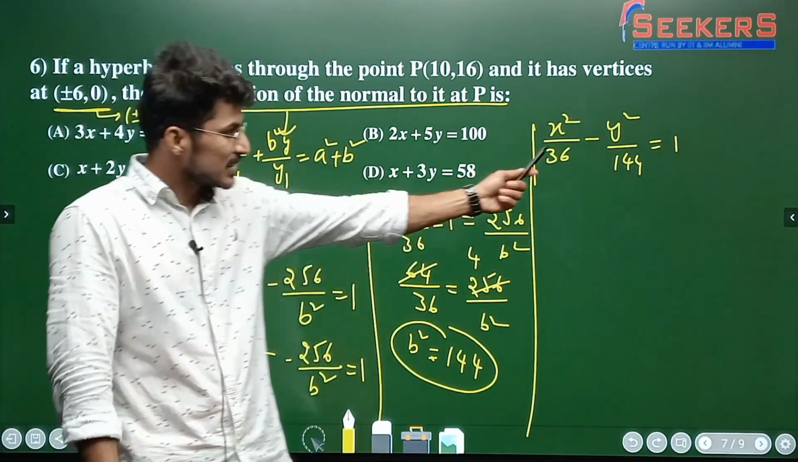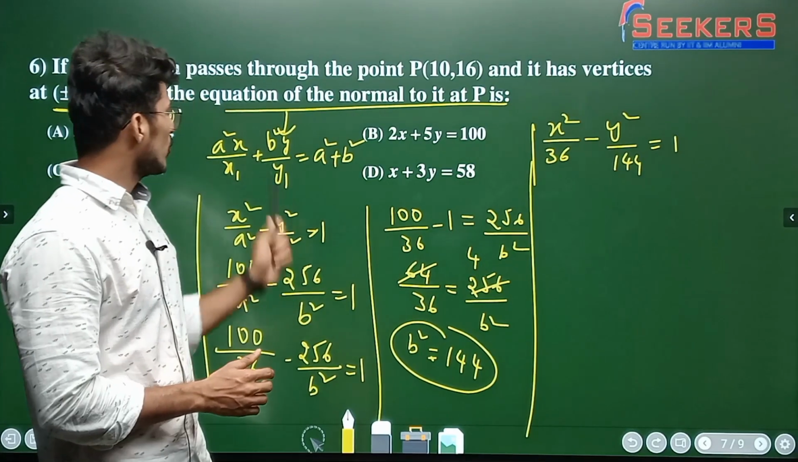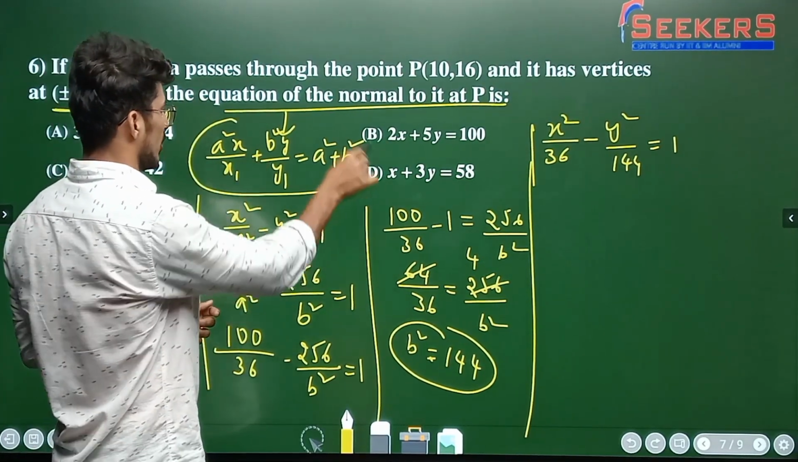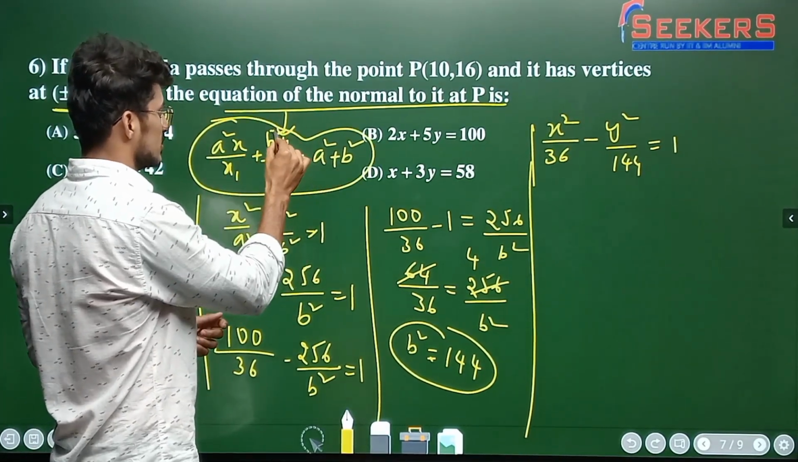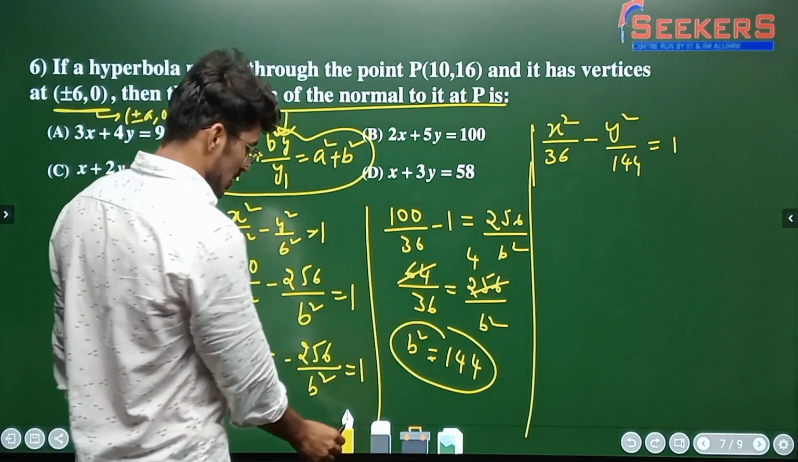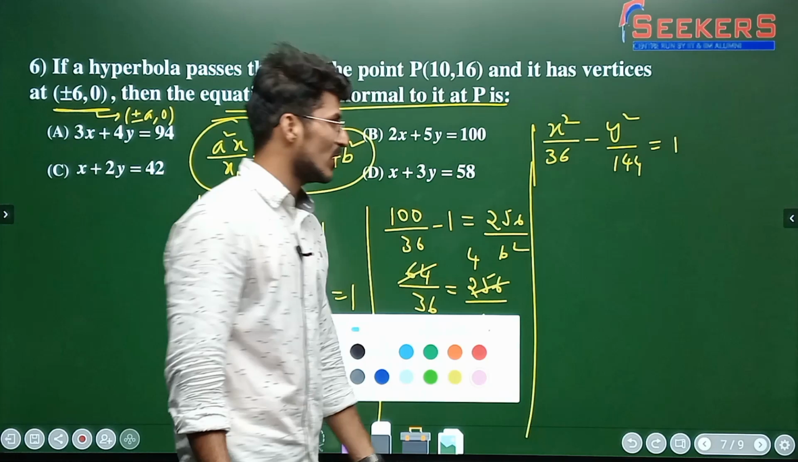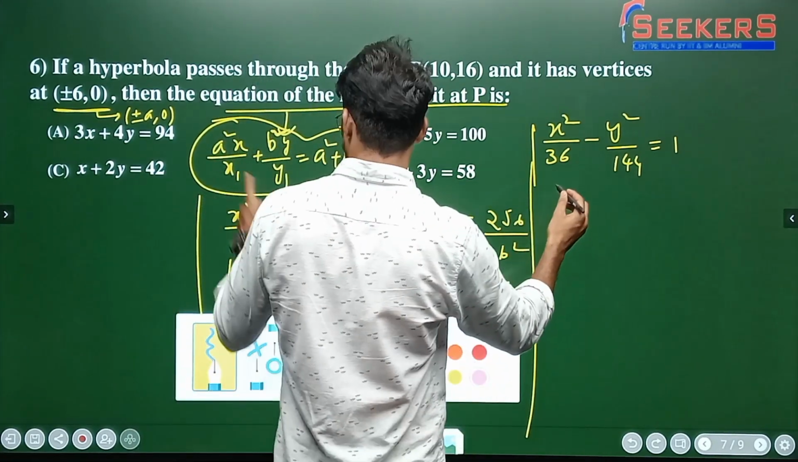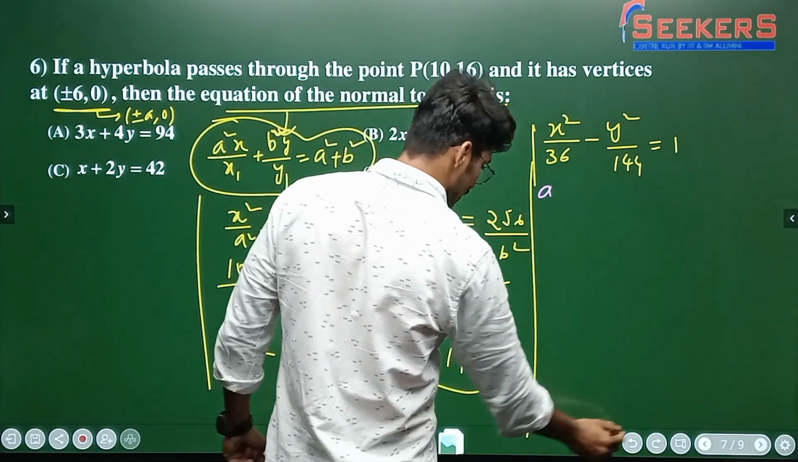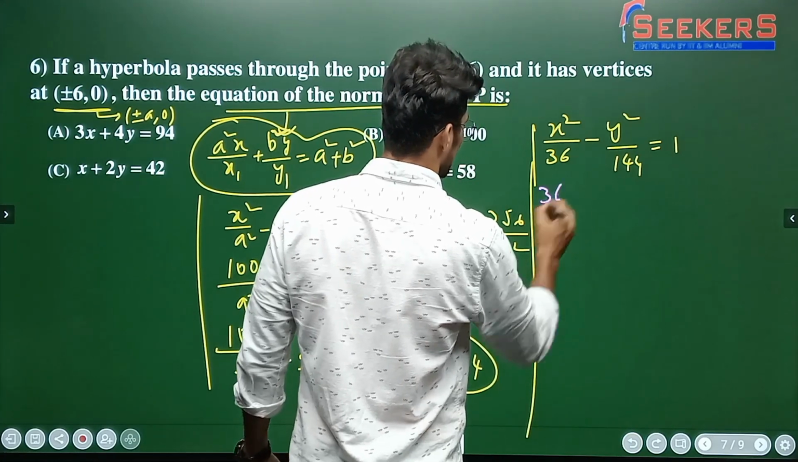So now by using this hyperbola equation, what am I going to do? I'm going to write the equation of the normal in point form. This is the formula, right? This is the normal formula. So now basically what we do here, look at this. The a square value is 36. Just substitute here.